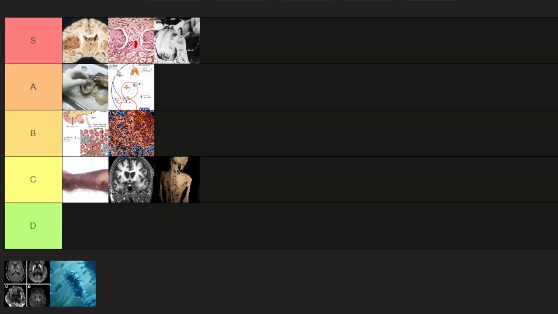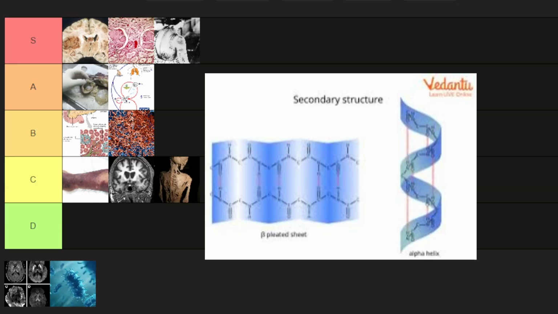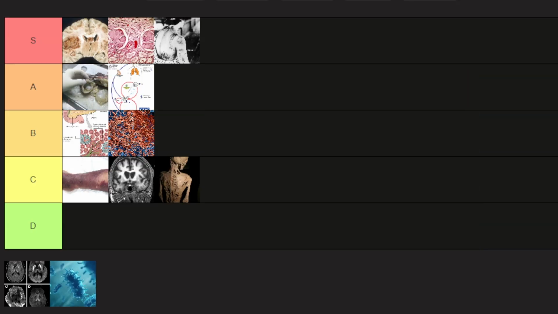Good, now we have Creutzfeldt-Jakob disease. Creutzfeldt-Jakob disease is a prion disease, also called transmissible spongiform encephalopathy, or TSE. The disease is caused by the conversion of the normal cellular prion protein, or PrPC, which is alpha helical, into the scrapie form, PrPSc, which is beta sheet rich. So, somewhat close to amyloidosis again.